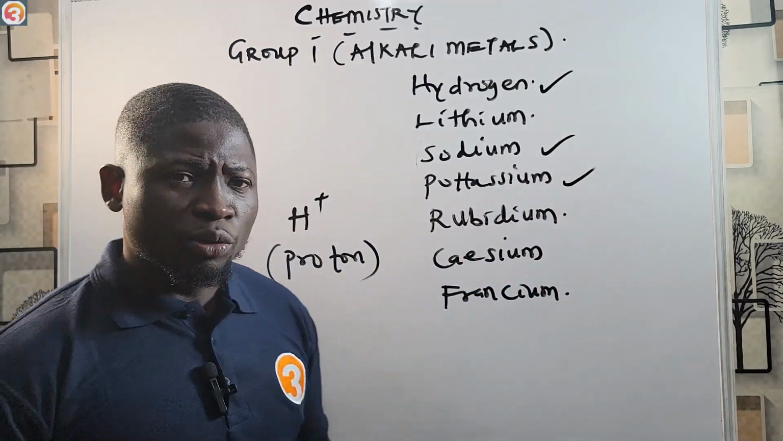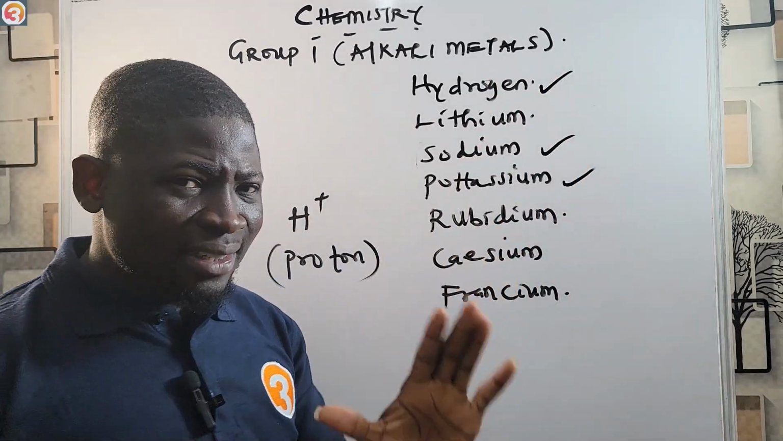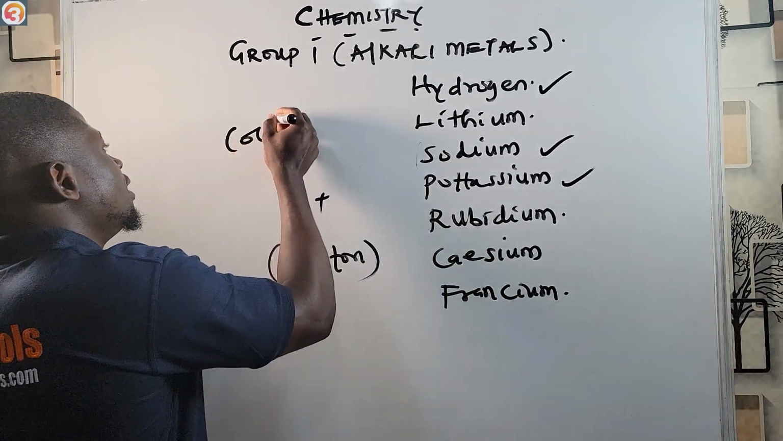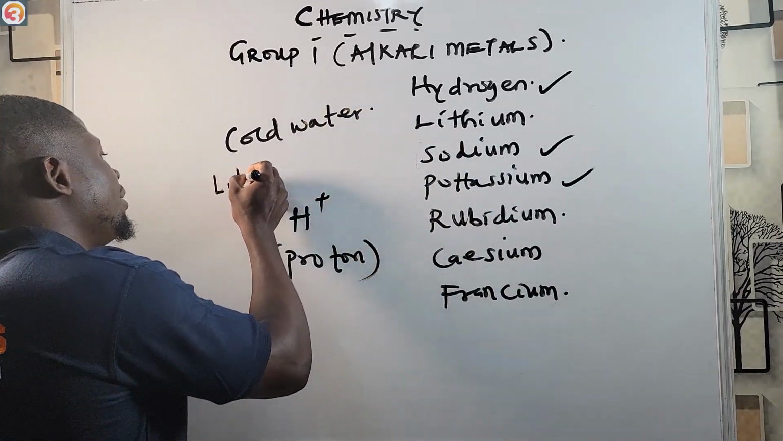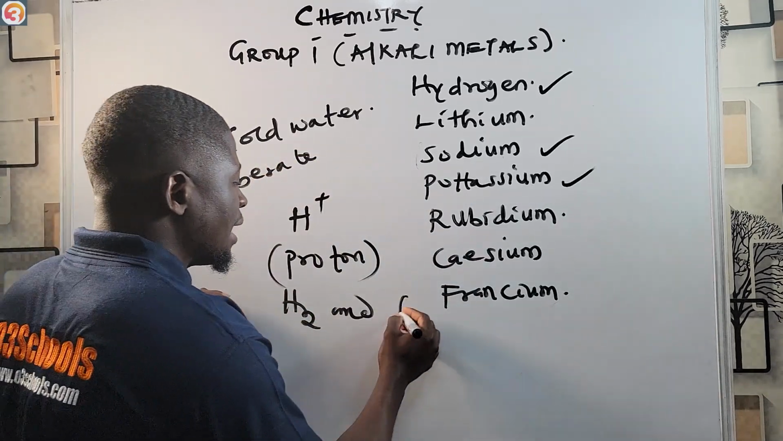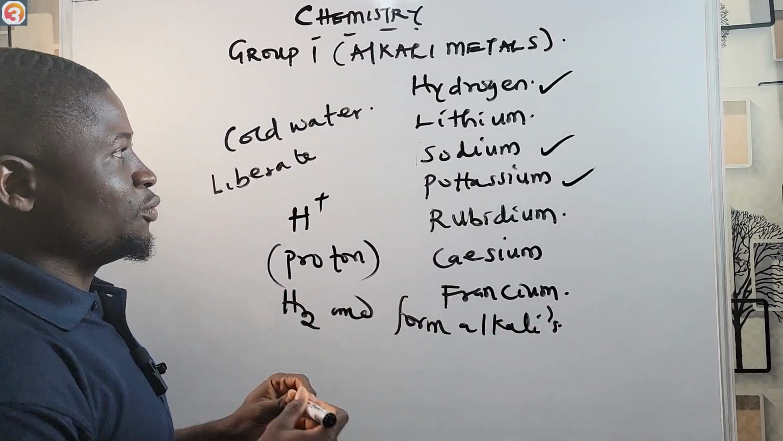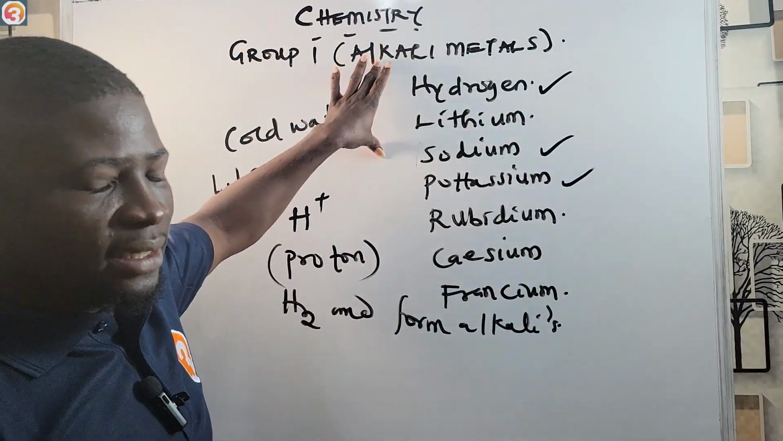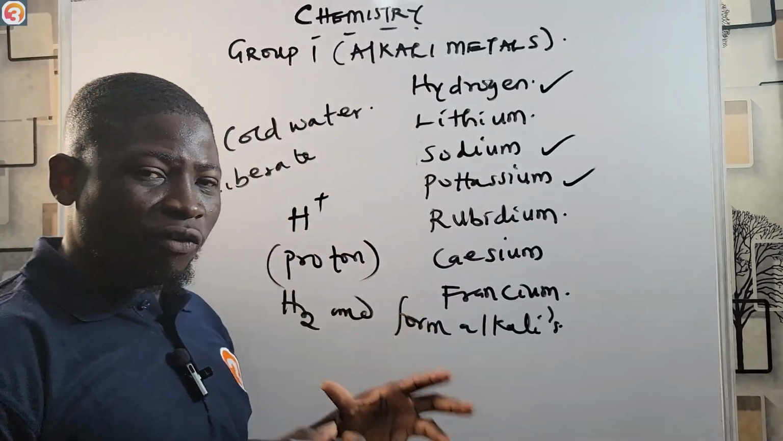Very importantly, you should also know that group one metals are called alkali metals because they can easily react with cold water to liberate hydrogen gas and form alkalis. So this is why we call group one elements alkali metals: they can easily react with cold water to liberate hydrogen gas and form alkalis.